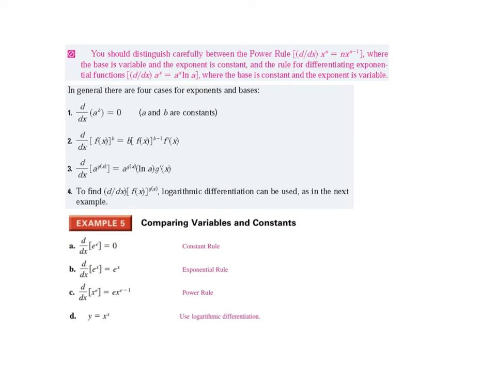You should distinguish carefully here between the power rule. I really want to stress this box here. Distinguish carefully between the power rule.